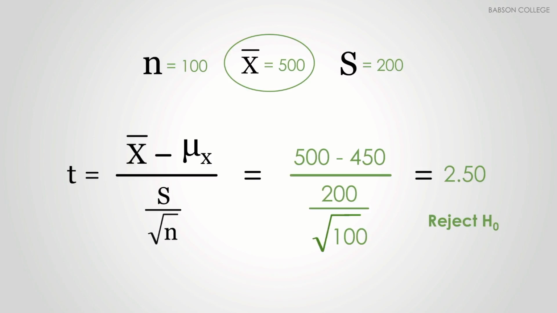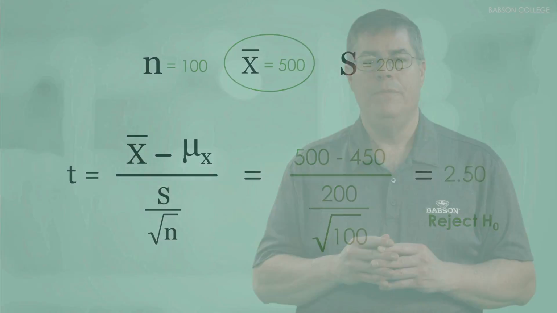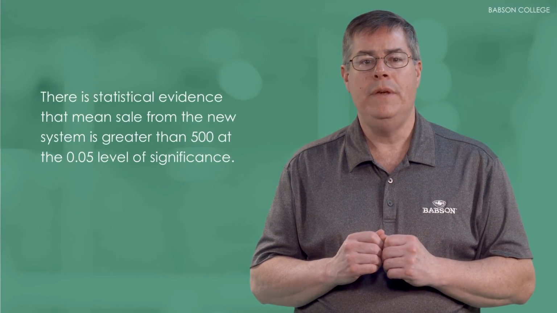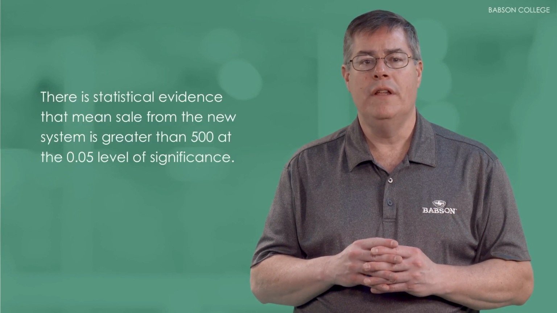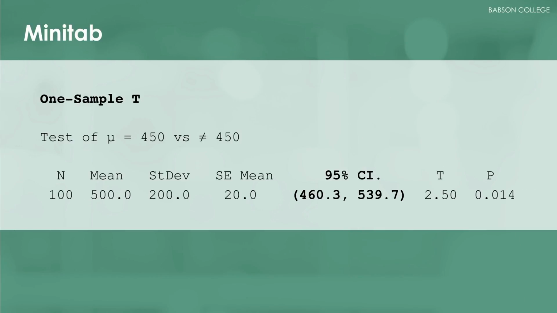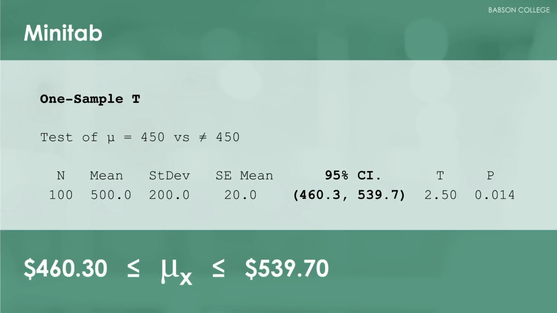Furthermore, we can also provide a clear managerial statement like the following. There is statistical evidence that the mean sales from the new system is greater than 450 at the 0.05 level of significance. Here is some computer output from Minitab. The Minitab output provides a confidence interval, better written as $460 is less than or equal to our population mean sales, which is less than or equal to $539, approximately. Notice that the hypothesized mean value of 450 is not included within the interval. This should go hand in hand with our statistical decision to reject H0.